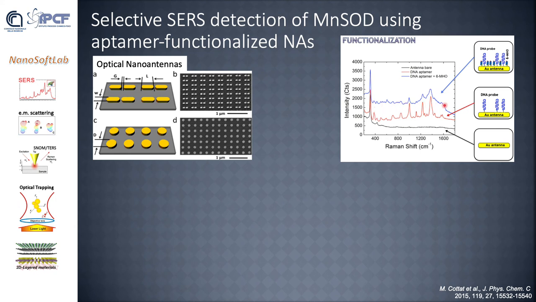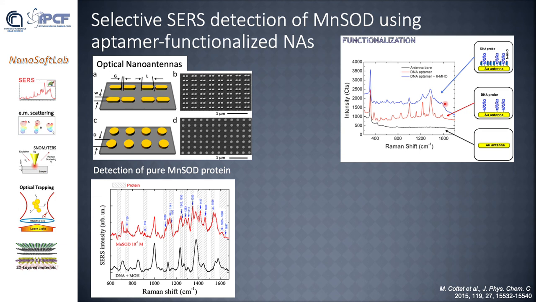So now the nanoantenna is ready. It is immersed in the MnSOD solution. It captures the protein, and when it captures the protein, we see all these gray zones in which there are peaks that belong to the MnSOD. So the aptamers have been able to selectively capture the MnSOD that was in liquid. Again, we typically see an appearance of the background also in the presence of biomolecules. This was detected at 10 to minus 7.